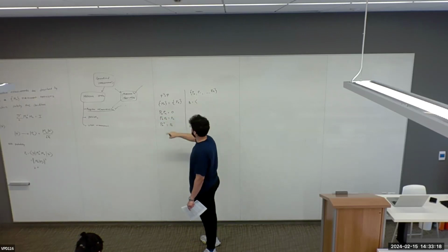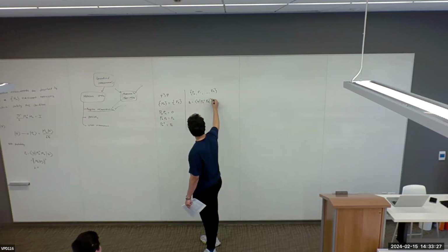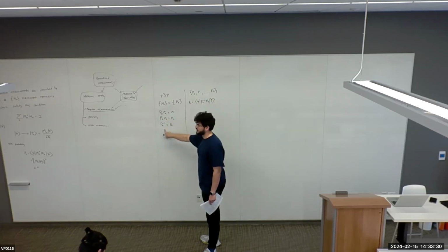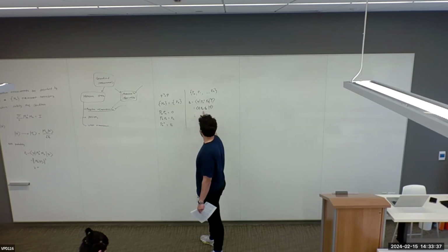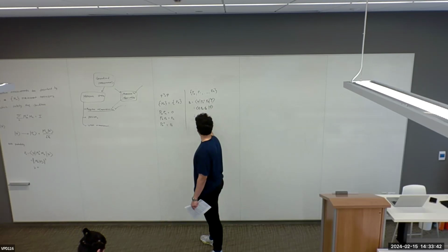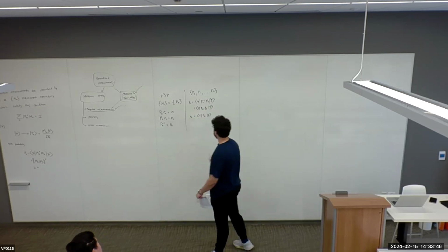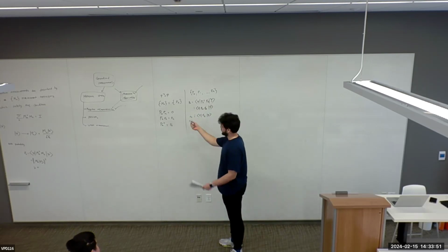Okay, so now we know that our measurement operators are P_k. So the probability of the kth outcome would be psi, P_k dagger, P_k, psi. But we know that the projectors are Hermitian, so this is nothing but just P_k. But we also know that the square of a projector is the projector. So this is the probability of getting the kth outcome when doing a projective measurement.